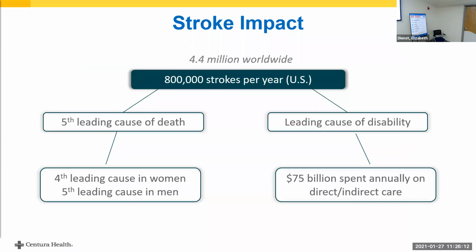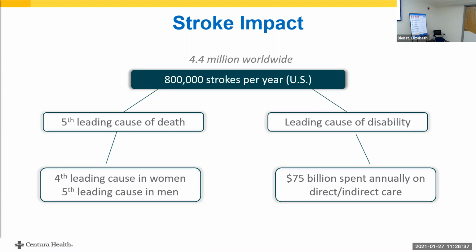So stroke impact, why do we care about this? Because 4.4 million people worldwide have strokes. And 800,000 of those strokes happen in the US every year. Strokes used to be the third leading cause of death. Now we've reduced it to the fifth leading cause with our great use of TPA administration.